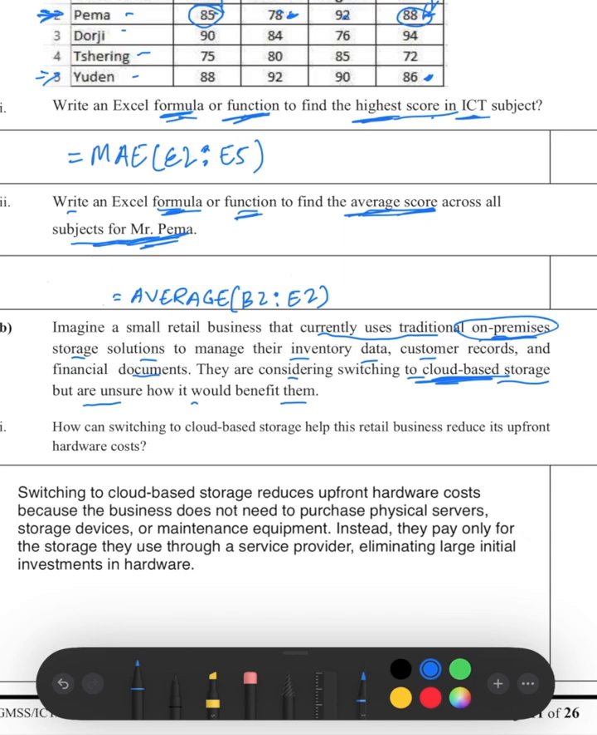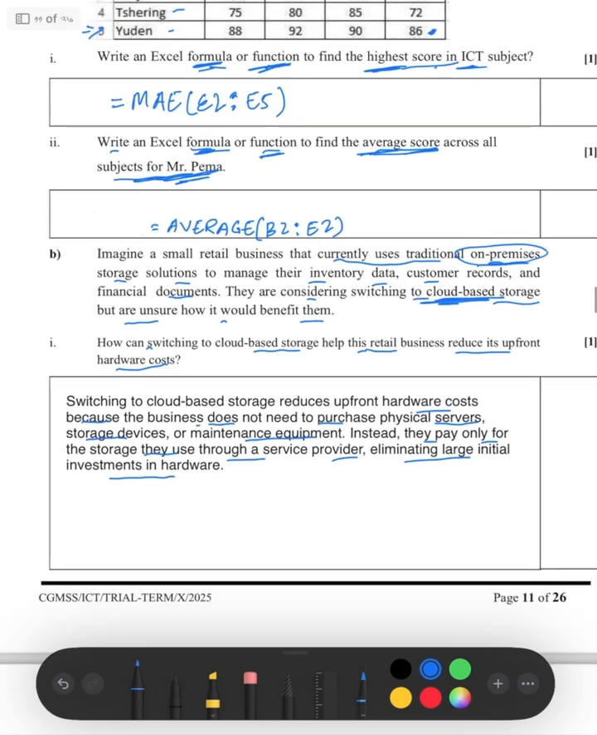So here the question is, how can switching to cloud-based help this retail business reduce its upfront hardware costs? So the answer can be like this: switching to cloud-based storage reduces upfront hardware costs because the business does not need to purchase physical server. Physical server is not required. Physical storage device is not required. Maintenance equipment are not required. Instead, they pay online. They pay only for the storage through a service provider, eliminating large initial investment in hardware. So that's the advantage of using online.